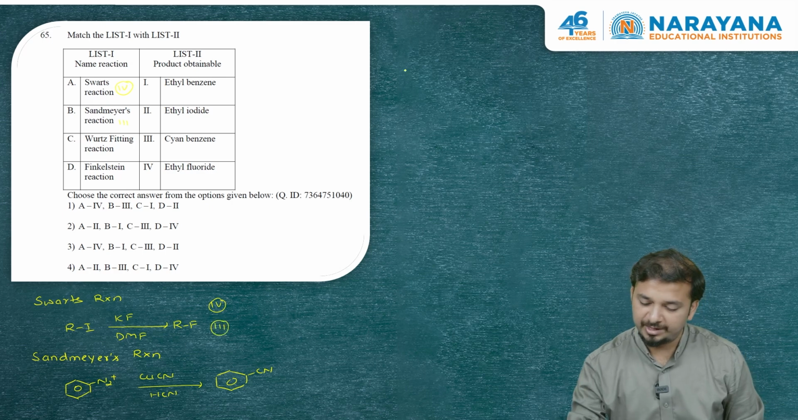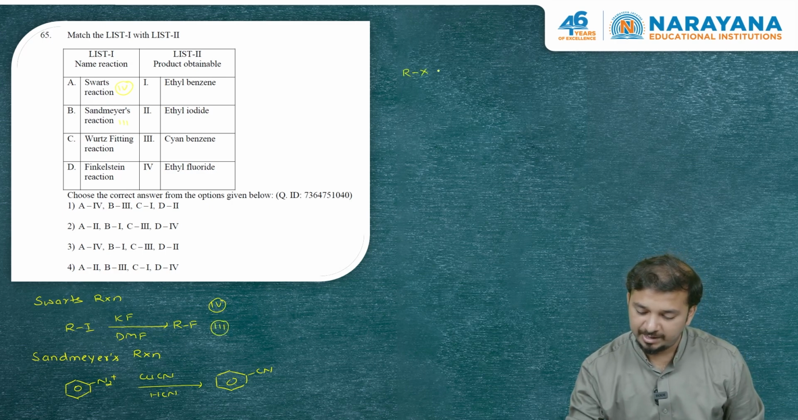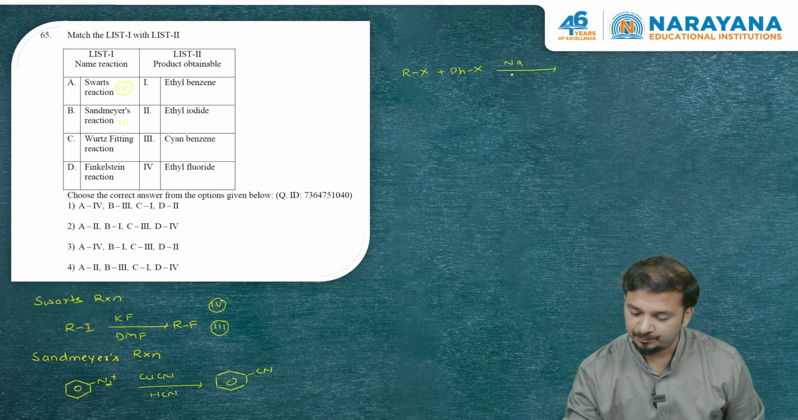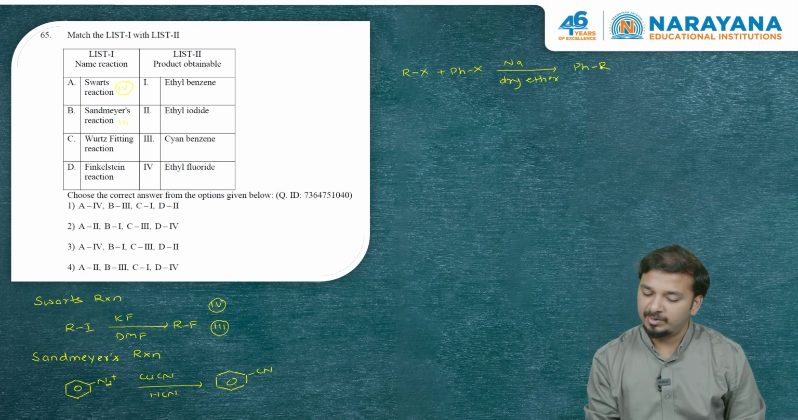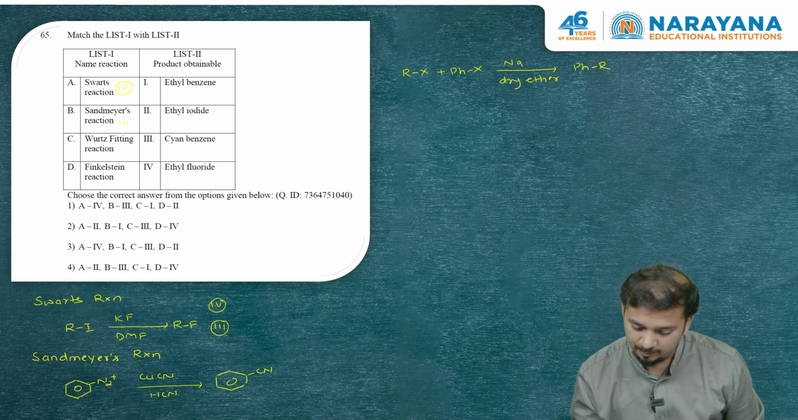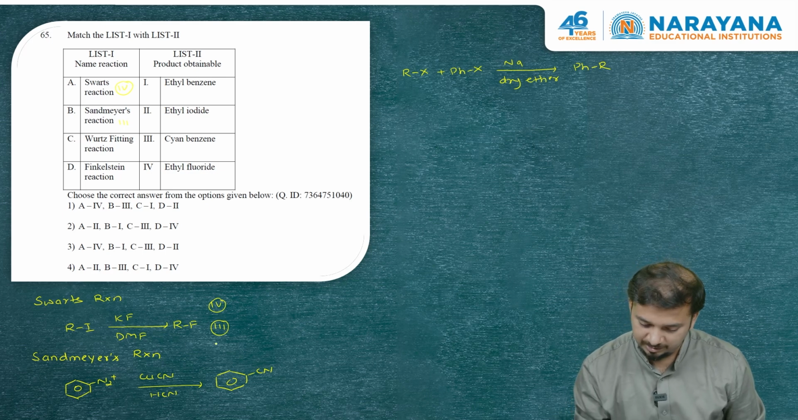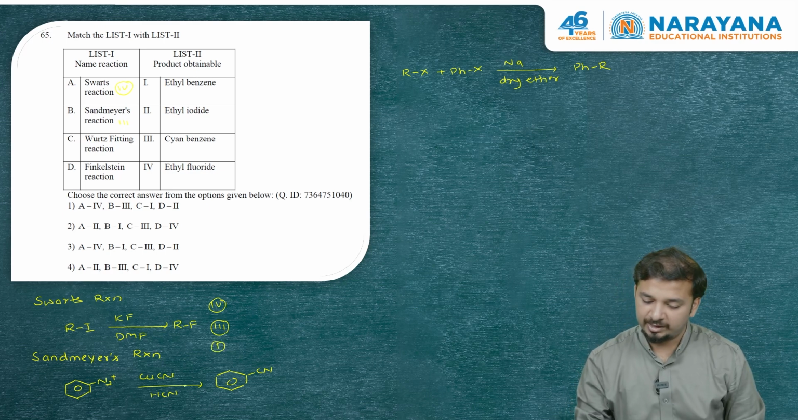If you see Wurtz-Fittig reaction, Wurtz-Fittig is R-X plus Ph-X in presence of sodium and dry ether. So it will give Ph-R. So alkyl benzene will be formed. So ethyl benzene will be for C. So C is 1 and D is Finkelstein reaction.